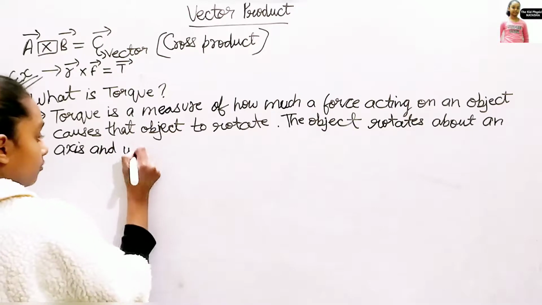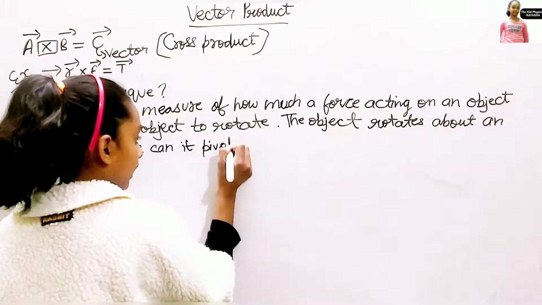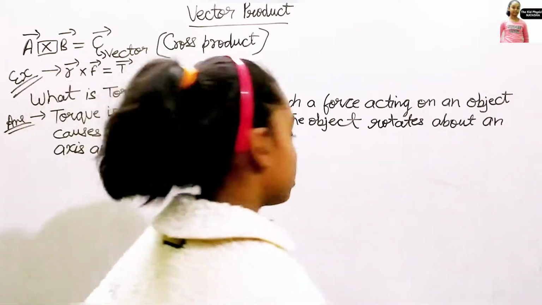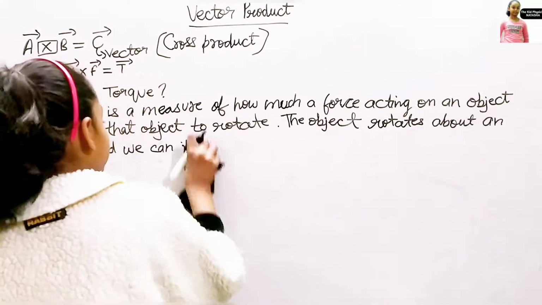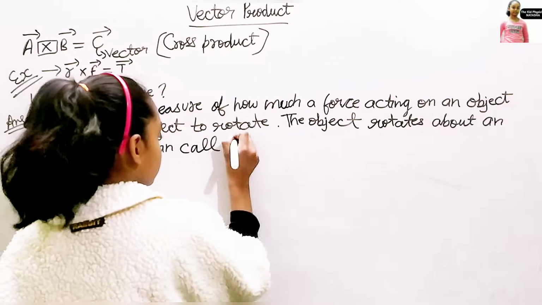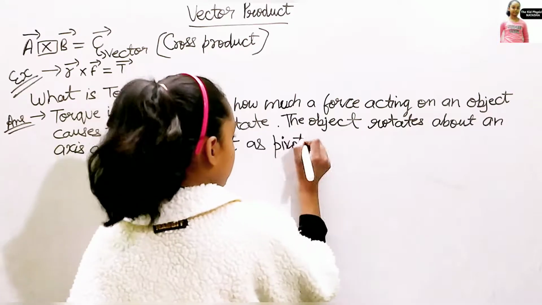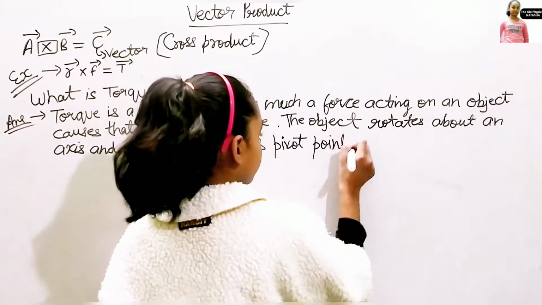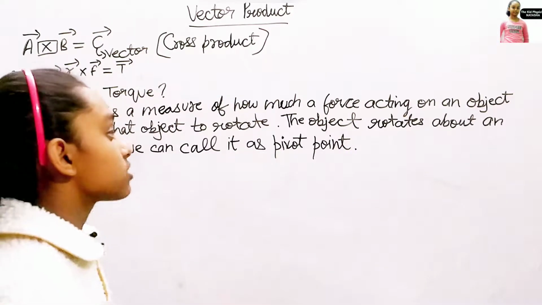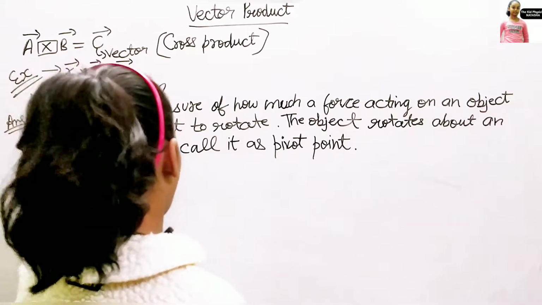and we can call it pivot point. So we can call it as pivot point. Yeah, so I have written the statement: torque is a measure of how much a force acting on an object causes that object to rotate. Okay, and the object rotates about an axis, and we can call it as pivot point.